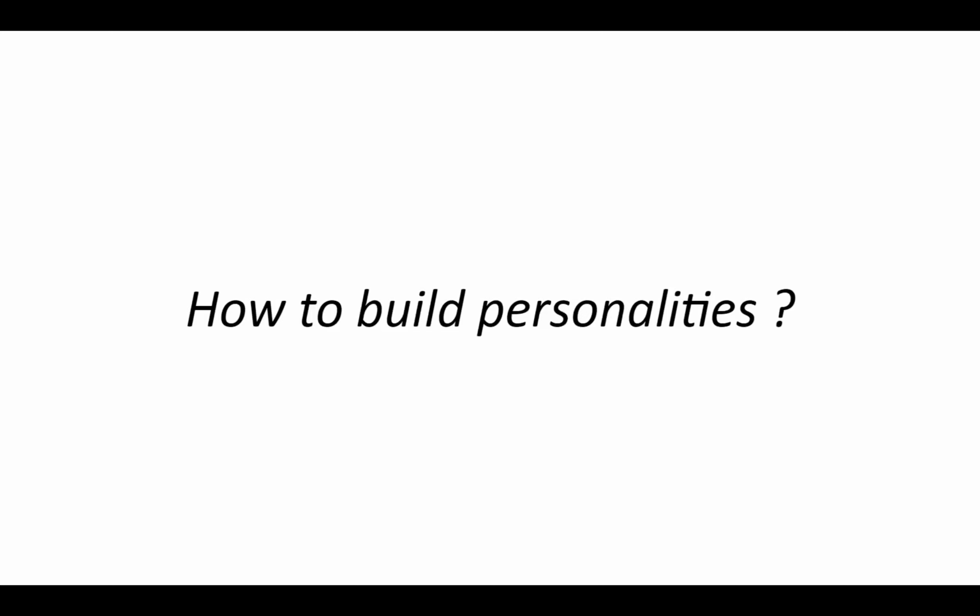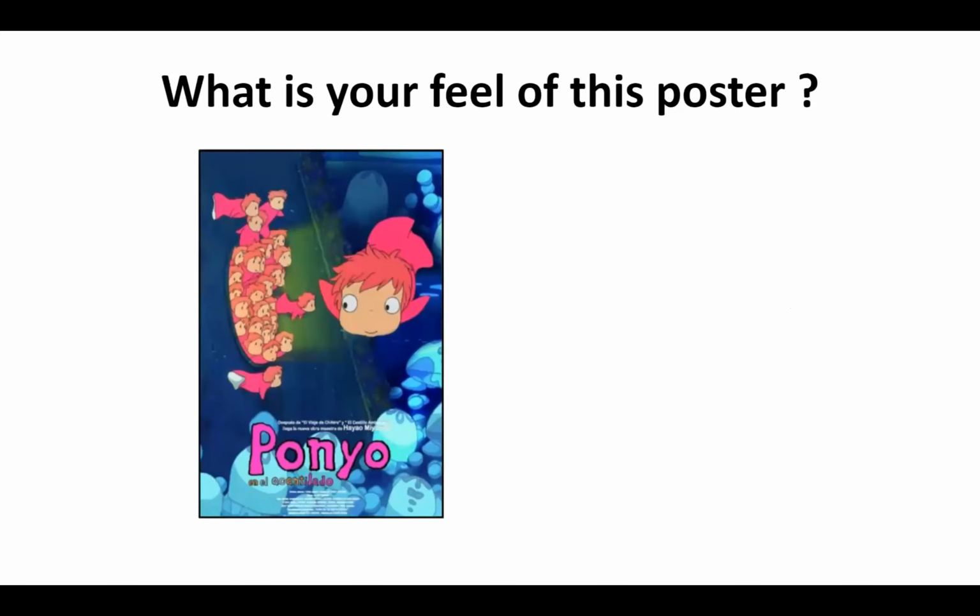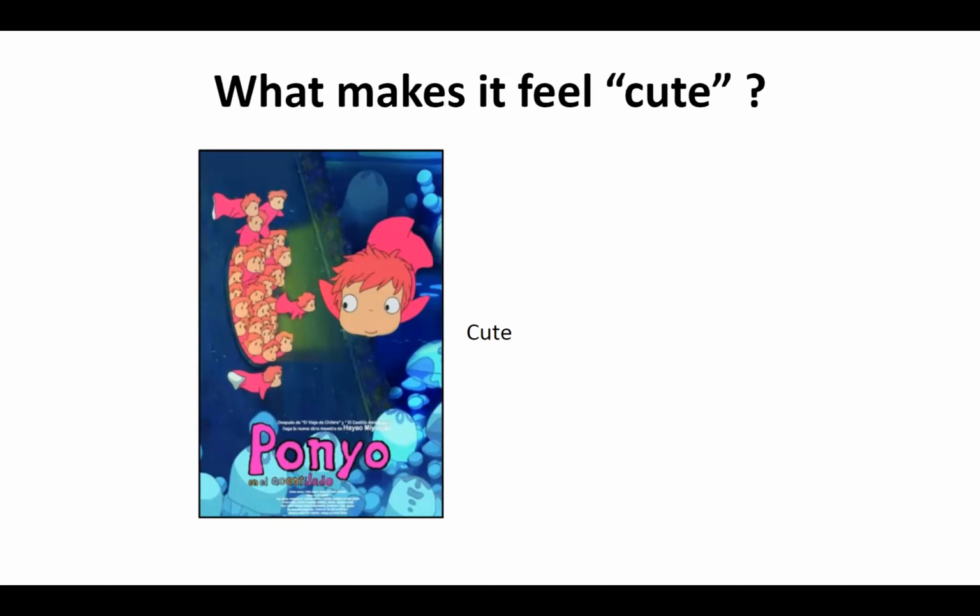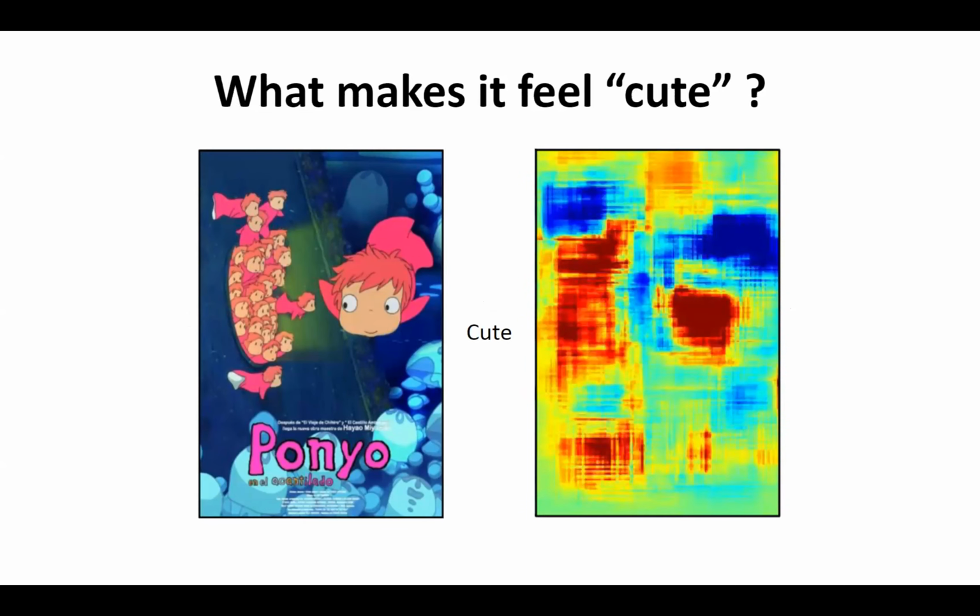So the first work I'm going to talk about is on how to train computers to understand personalities of graphic designs. Given this poster, what do you feel of it? I feel it's cute. The goal of this work is to understand what makes a graphic design have a certain personality. In this heat map, the red colors highlight the regions that are important to making the poster cute.